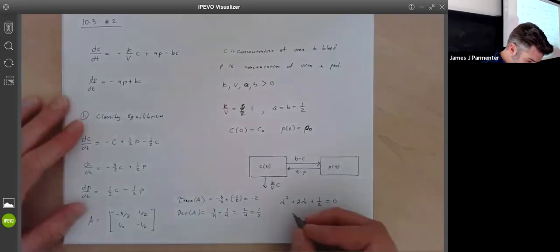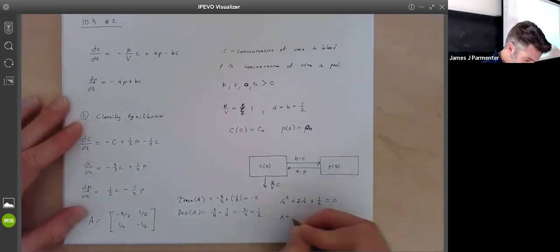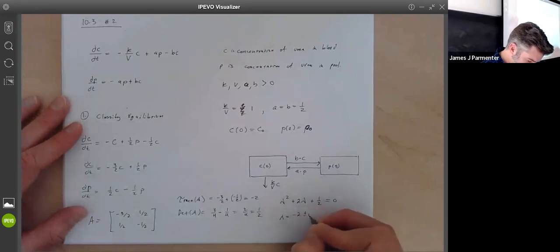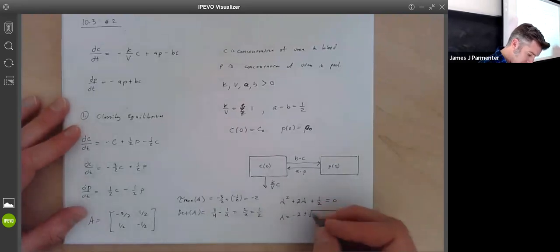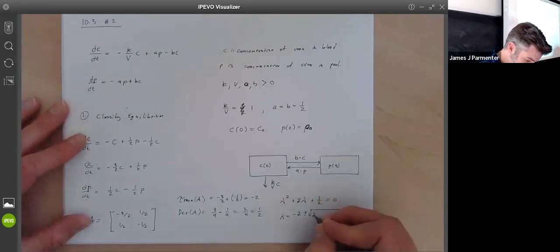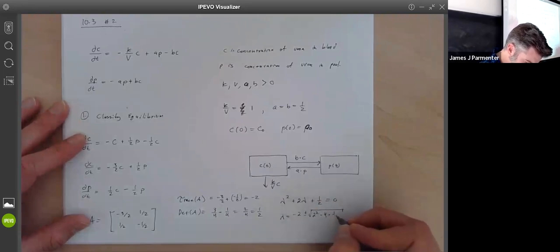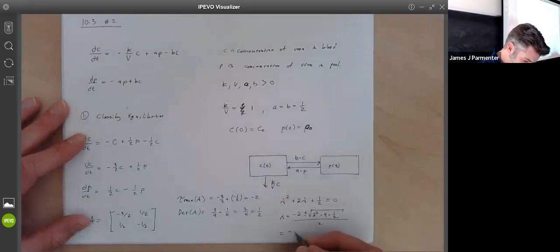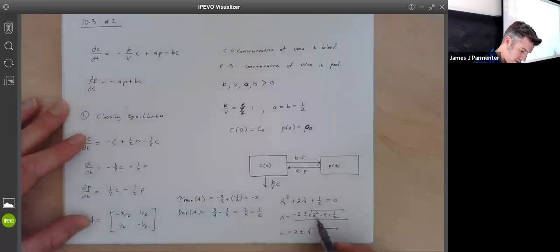And so then our solution would be lambda equals negative 2 plus or minus the square root of, sorry, 2 squared, apologies, minus 4 times the determinant, which is 1/2, all over 2. So we end up with negative 2 plus or minus the square root of 4 minus 2, which is 2.